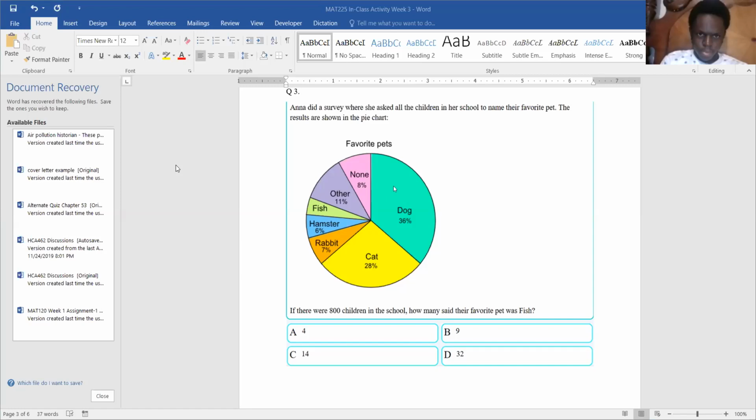Yeah, but first you want to find that percent. So we're looking at a graph that's telling you the percent. If you add all those percentages, you come up with 96. So the fish would be 4%. And then you figure out what is 4% of 800. So 800 times, what is it? 0.0.